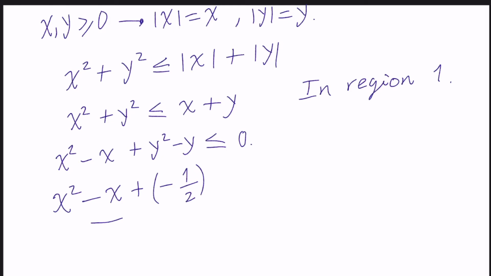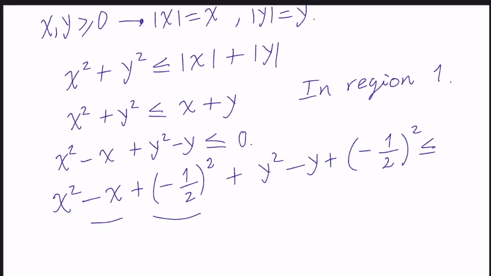Then the number that is multiplying x is minus 1. Then we divide by 2, and this quantity we put a square. Plus y squared minus y plus the same trick. And you see, this is the same quantity. What does it mean? These quantities are equal. So we only need to put 2 times minus 1 divided by 2 at square.